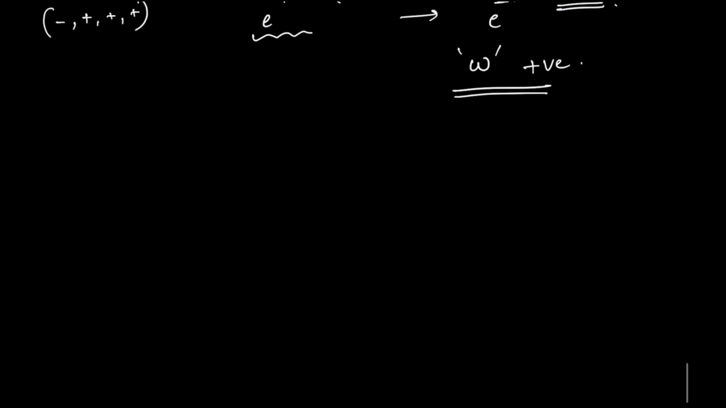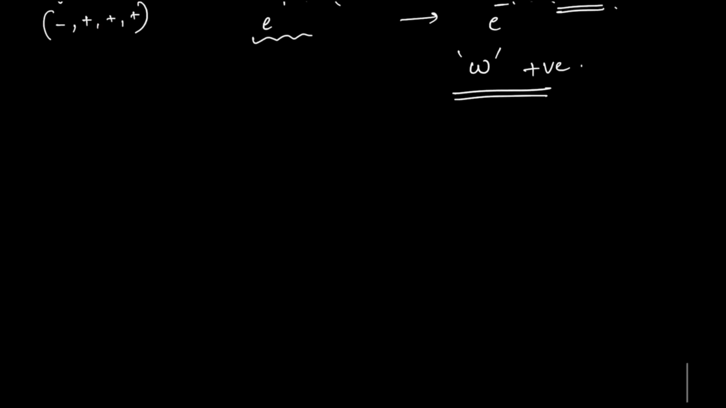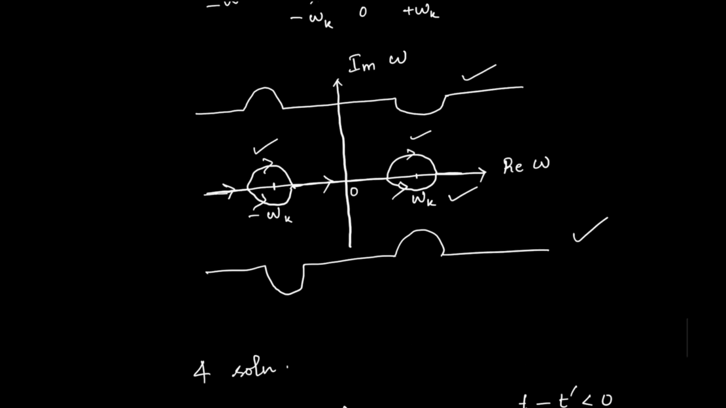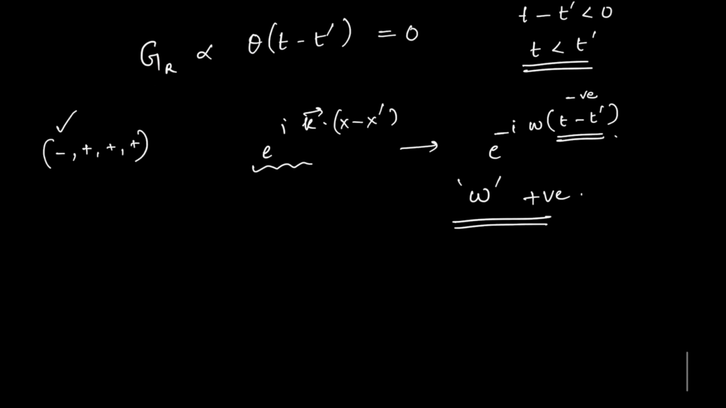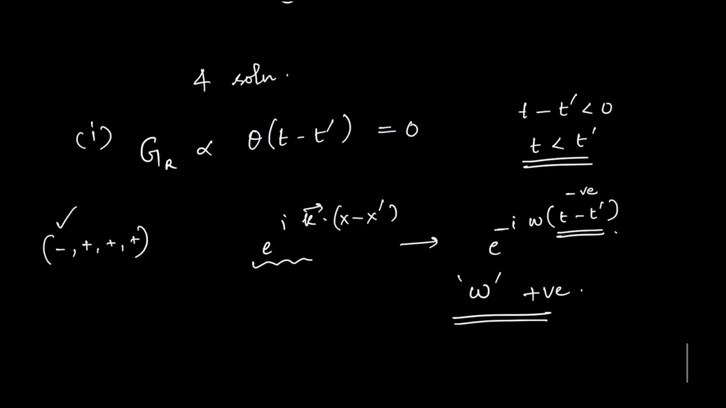That is, omega has to be integrated through a contour that is closed in the upper half plane. So the contour has to be closed in the upper half plane. This is the plane for omega. Here you have real and here you have imaginary. If I start the contour from here, it should go like this and then get closed in the upper half of the plane itself for GR. Now we are seeing the first solution for GR.